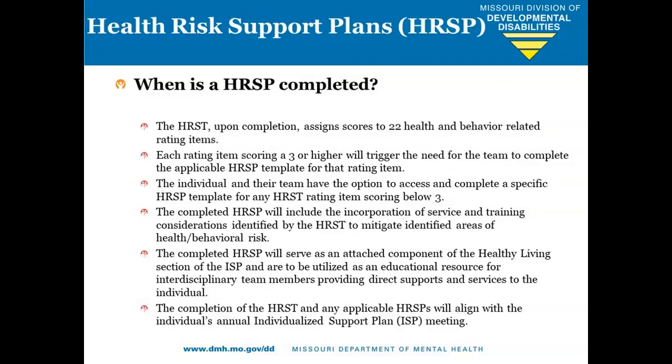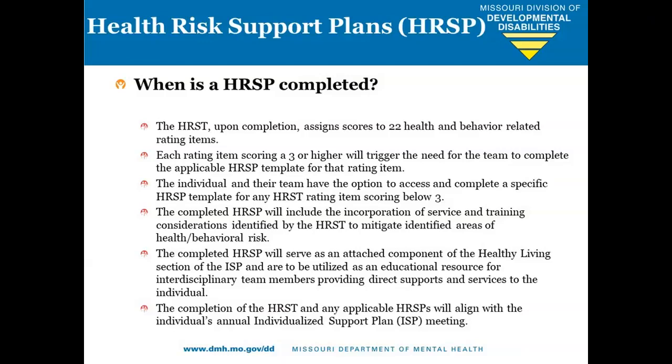So when is a HRSP completed? The HRST, upon completion, assigns scores to 22 health and behavior-related rating items, such as eating, ambulation. It deals with different kinds of disease processes like gastrointestinal, and behavioral manifestations, just different things of that nature. So anyway, each of those items scoring a 3 or higher will trigger the need for the team to complete the applicable health risk support plan template for that rating item. The individual and their team have the option to access and complete a specific health risk support plan for any rating item that scores below a 3.